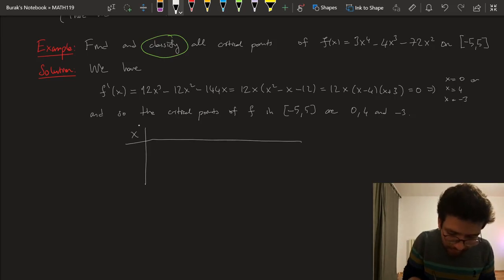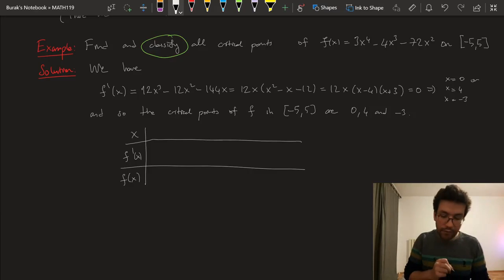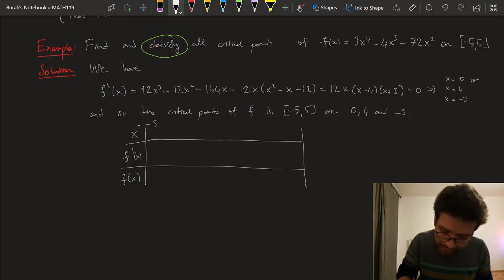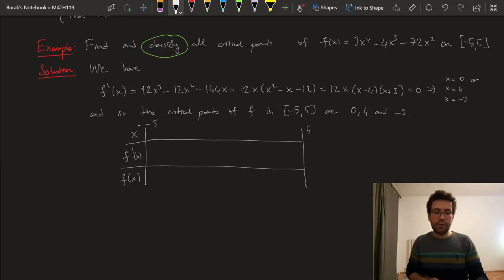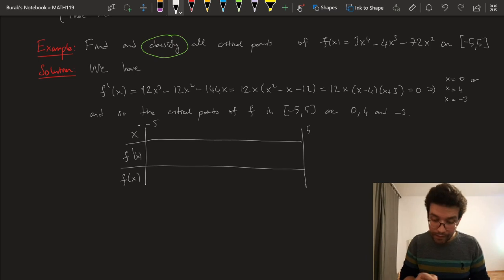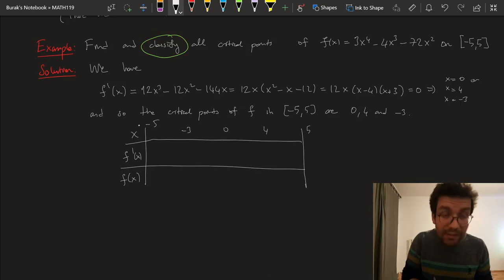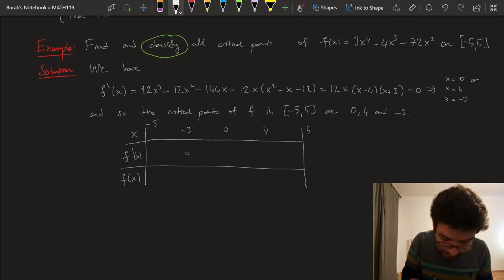And over here, I'm going to represent the x values. Over here, I'm going to represent f prime of x. And over here, I'm going to represent f of x. Okay? Now, the domain of this function is -5 to 5 in the question, so let me put -5 and 5 there. So I have three critical points, -3, 0, and 4. At these points, the derivative takes the value 0, so I'm just going to put a 0 here.